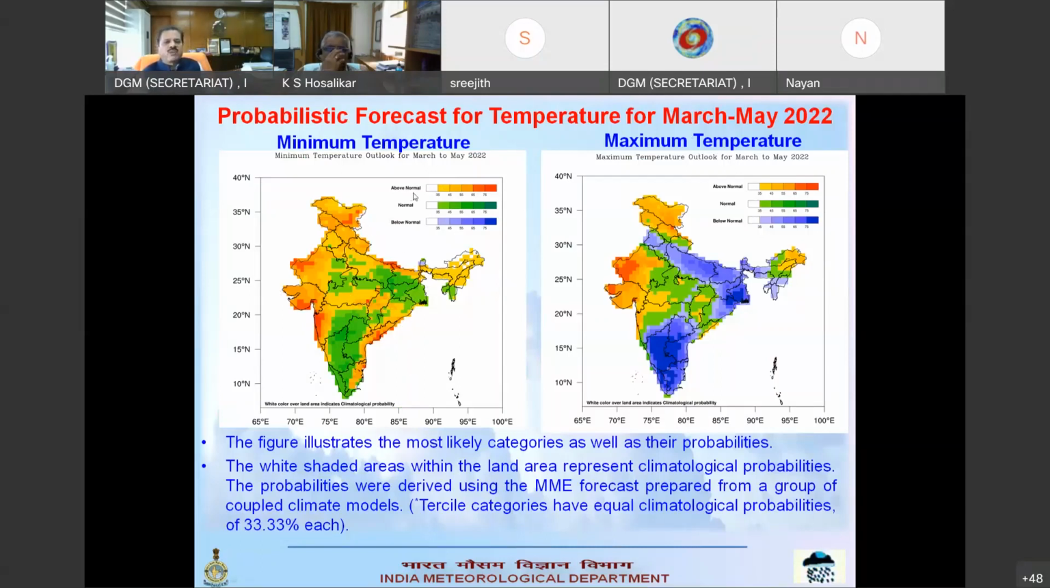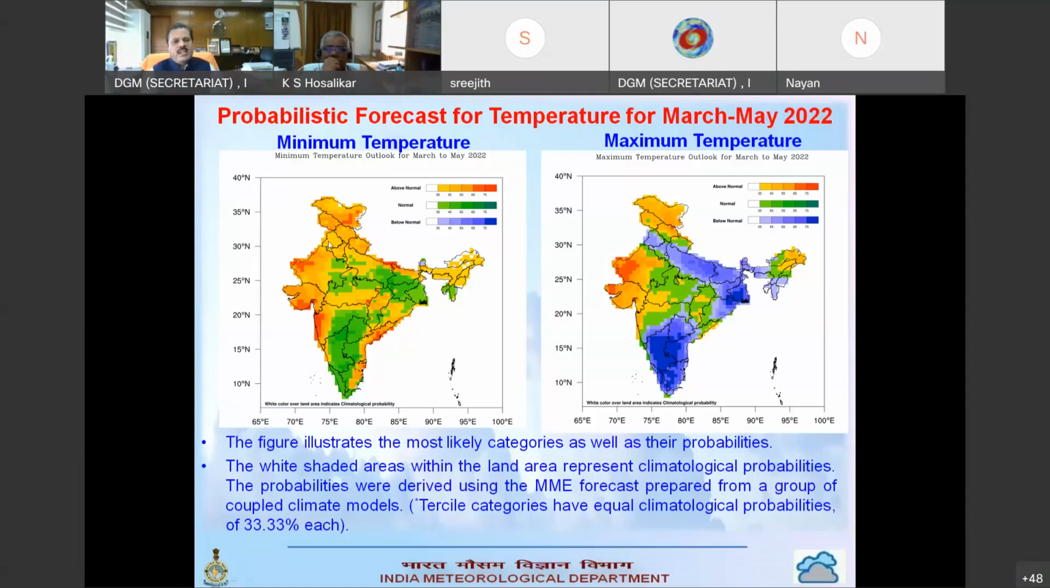One is above normal probability, shown as yellow, orange, red. The normal probability, shown as green or deep green. Below normal probability, shown as light blue to deep blue. So what you find in this diagram, there is no such color as light blue or deep blue except Gangtok or Sikkim area. That means there is very low probability for temperature to be below normal. But on the other hand, if you just look at yellow, orange, red colors are quite well spread, especially over northern parts of the country.